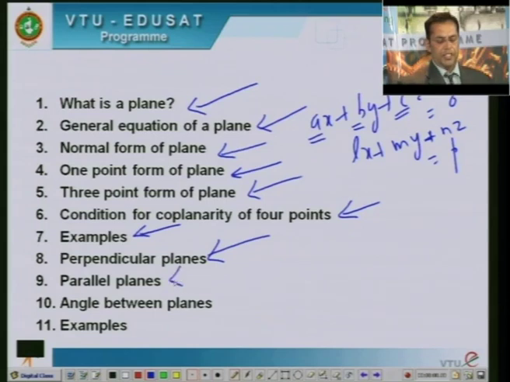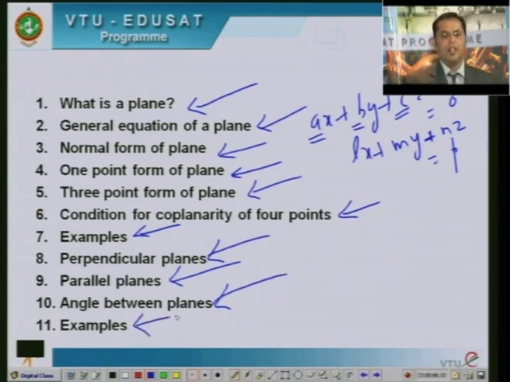Then we have seen parallel planes. What is the condition for parallel planes? Then the angle between two planes, which was defined as the angle between their normals. And finally, some examples. All these topics were covered in the last session.